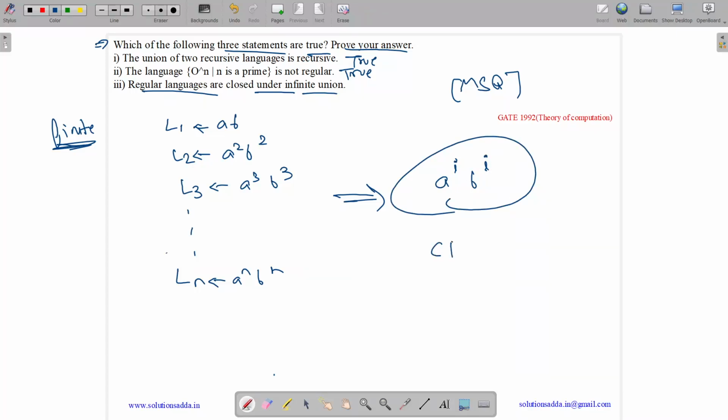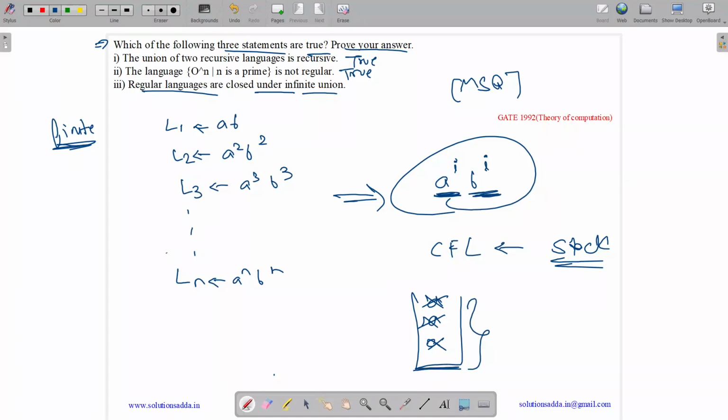But for this, it is a context-free language, because we need to keep track of the number of a's and then match it with the number of b's. So we need a stack for this, because we will be pushing a's and then popping for every b, and then checking whether we reach an empty stack or not. Thus it is a CFL. We need a stack and it is not regular. Thus infinite unions are not regular. So regular languages are not closed under infinite union. So this is false. So true statements are option 1 and 2.